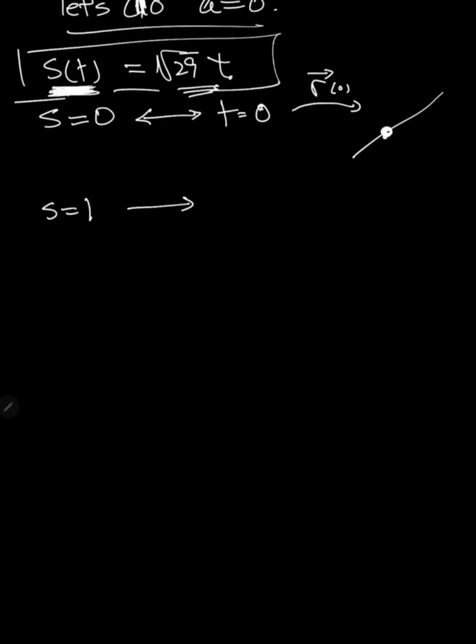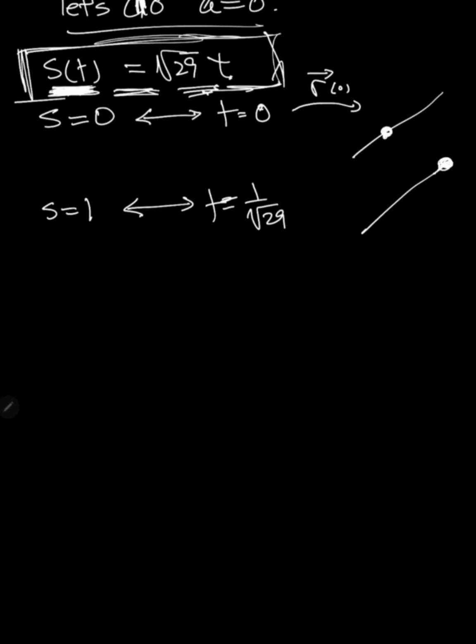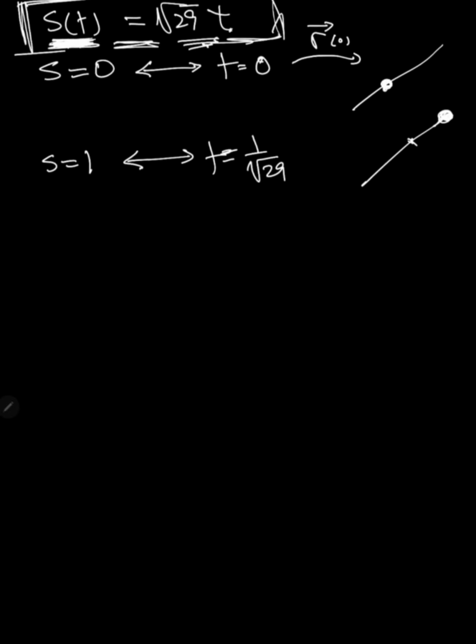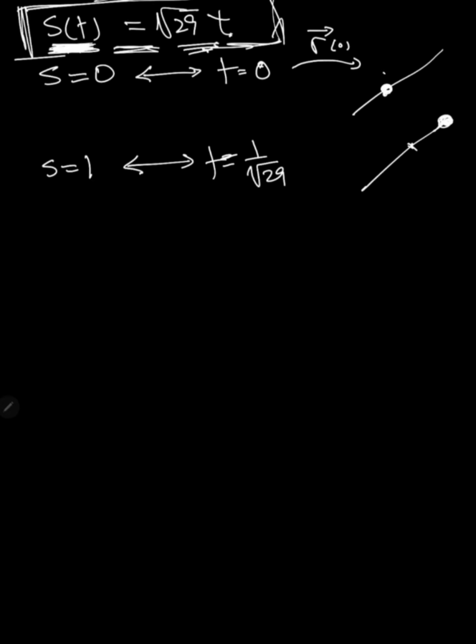Let's do a second one. s equals 1 is going to correspond to, again, through this function right here. When the left-hand side is 1, what's the right-hand side? It has to be 1 over root 29. So that corresponds to a second point on this line. Let me draw the same line, but we've traveled a little bit of distance, so we're here, as opposed to where we were right there. I should label this. This is r of 0, and this guy here is r of 1 over root 29. And this guy was r of 0. So we've traveled some distance.